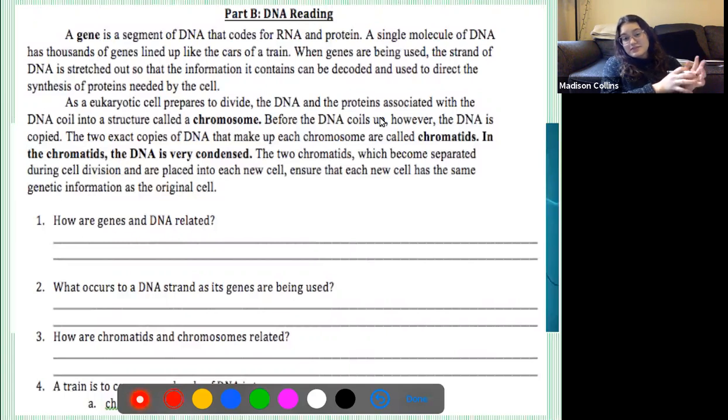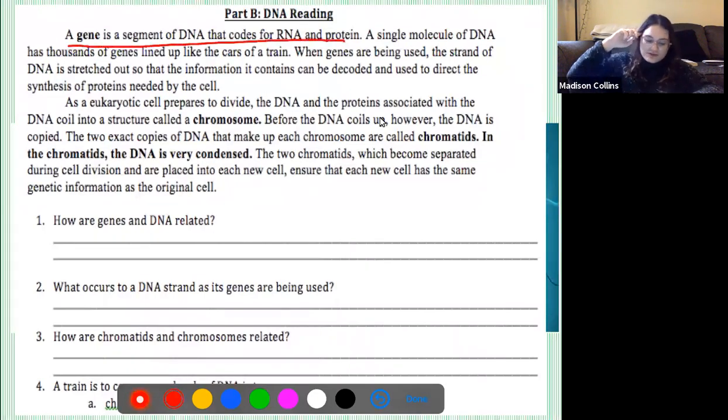And we're going to use this information in the passage to answer questions 1 through 4 on your paper. So read along with me, make sure you're making any annotations on your paper as we go through this. A gene is a segment of DNA that codes for RNA and protein. A single molecule of DNA has thousands of genes lined up like the cars of a train. When genes are being used, the strand of DNA is stretched out so that the information it contains can be decoded and used to direct the synthesis of proteins needed by the cell.